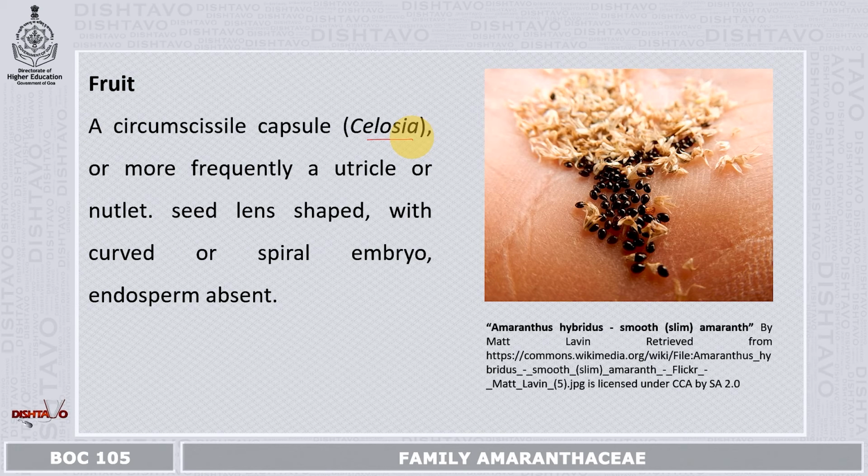Seeds lens-shaped with curved or spiral embryo. Endosperm absent. On this slide, you all can see the seeds of Amaranthus species, wherein you can see the seeds are lens-shaped. In case of fruit of Celosia, it is said to be a circumscissile capsule, where the fruit ruptures open horizontally to disperse seed.